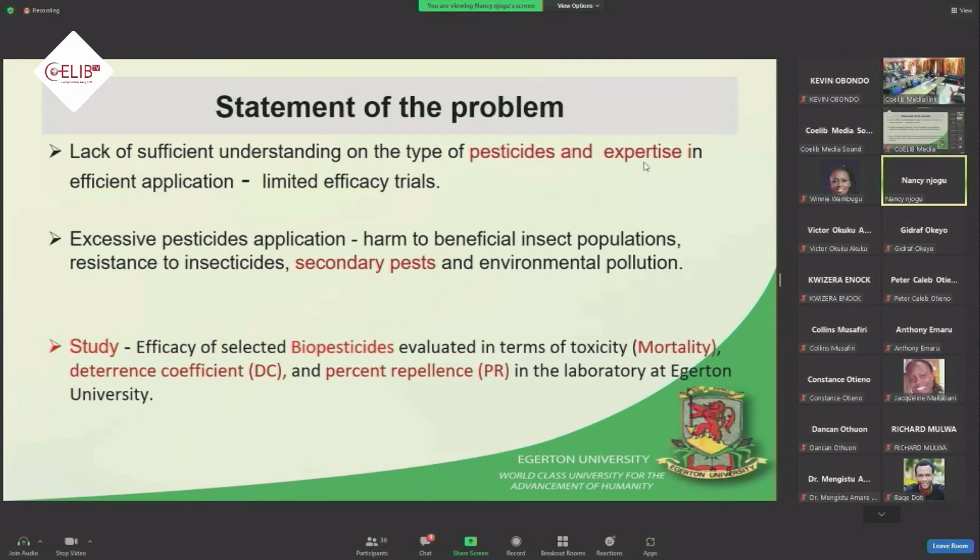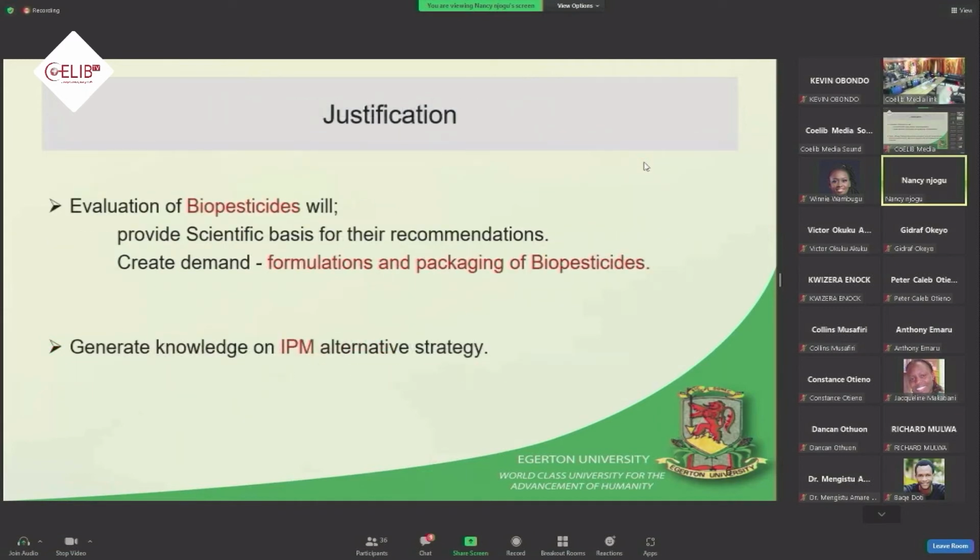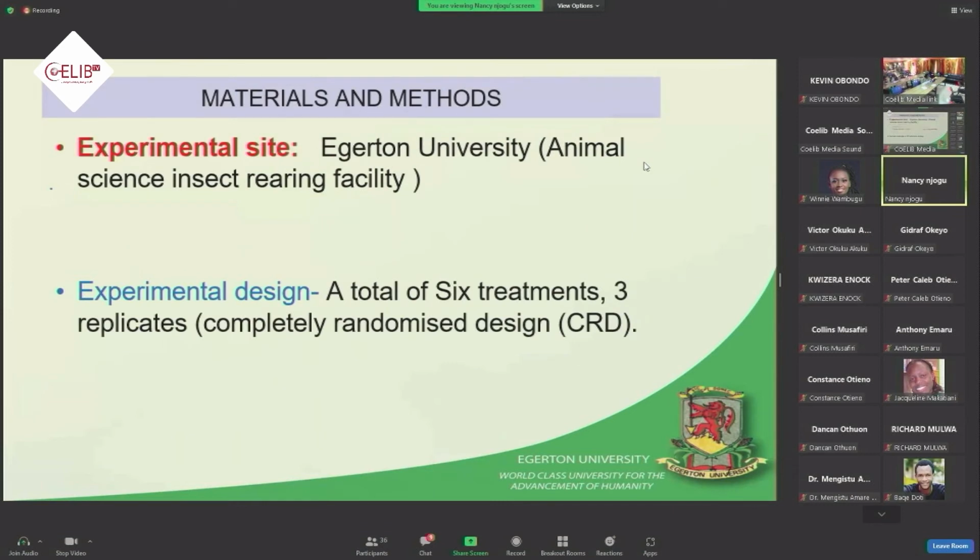In short, I'm looking at some biopesticides and their mode of activity in managing the fall armyworm. The justification for this work is to provide a scientific basis for their recommendations, formulations and packaging. It also generates knowledge on IPM alternative strategy. Materials and methods: the experimental site will be Egerton University.